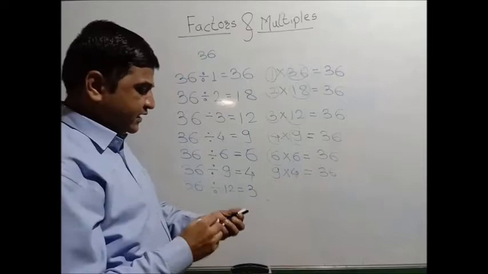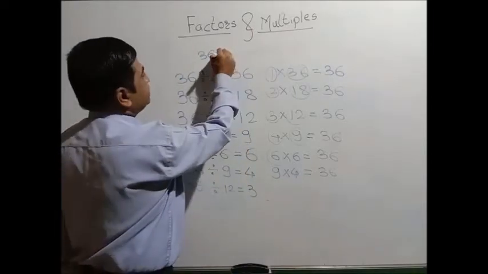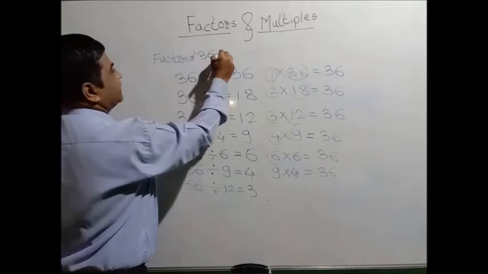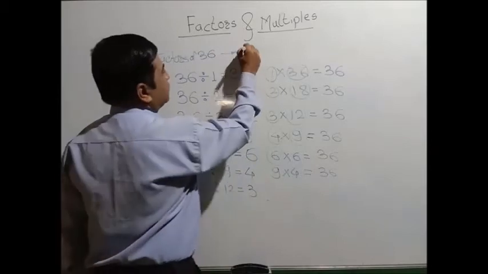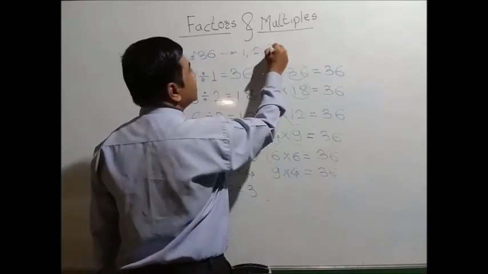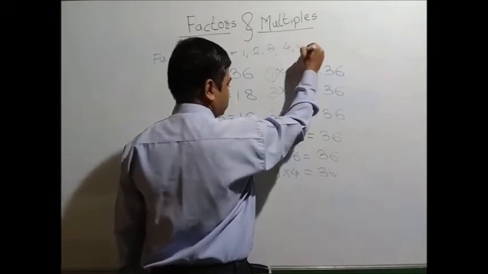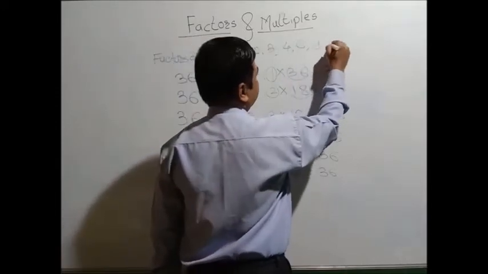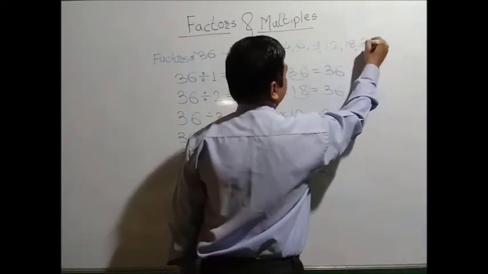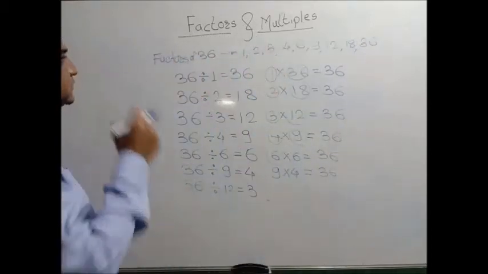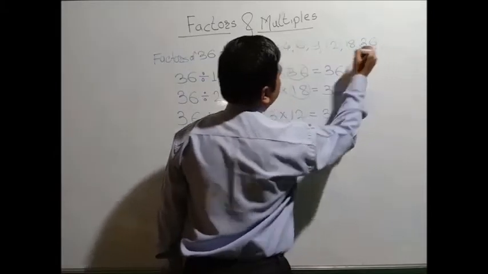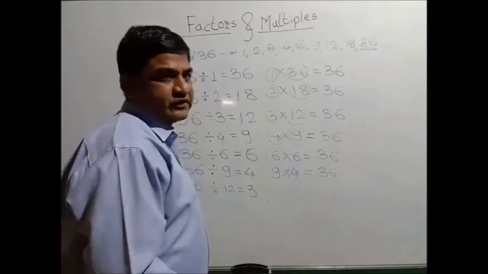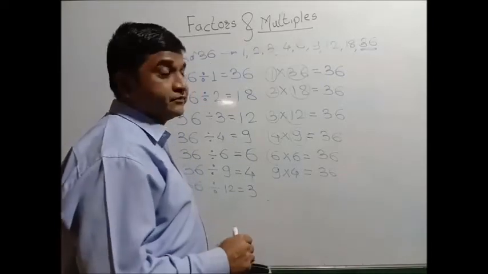So if I jot down the list of factors of 36, I will write the factors of 36 as 1, 2, 3, 4, 6. Then we will go for 9. Then we have 12, 18 and 36. One thing to be noted here is that the number 36 divides itself and will give the quotient as 1. So a number is said to be a factor of itself.